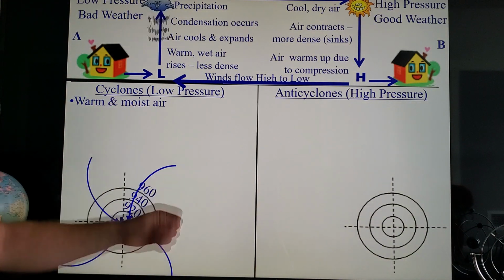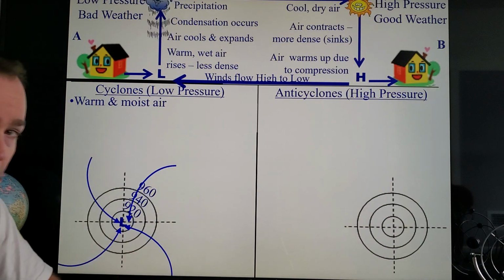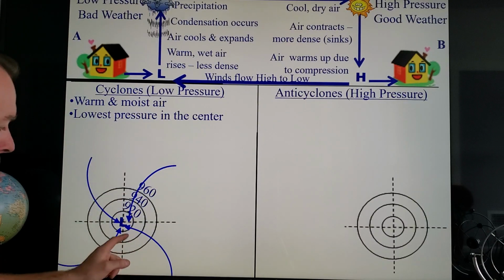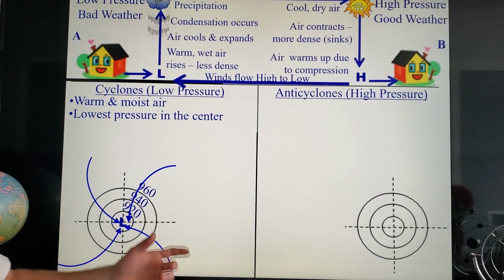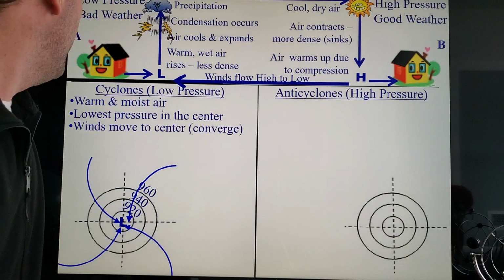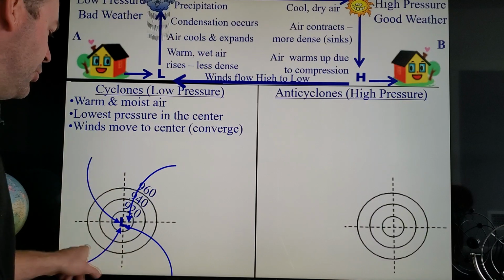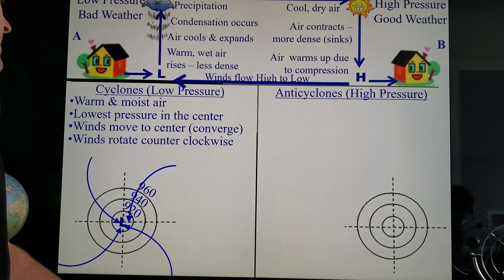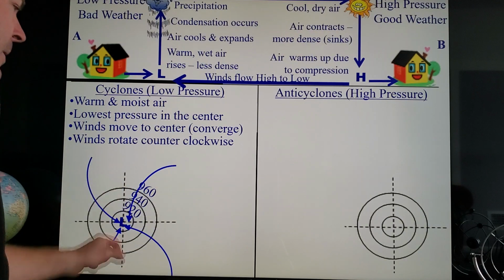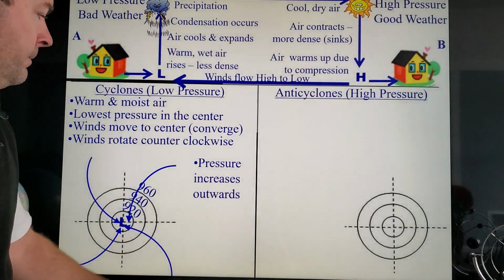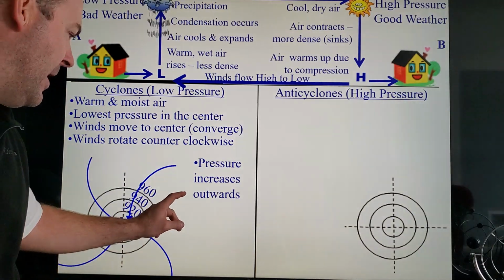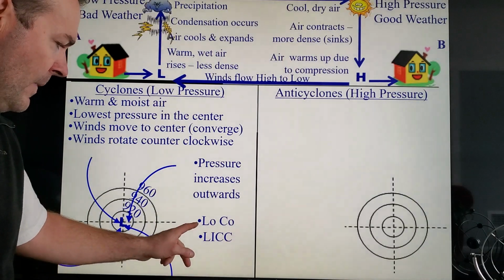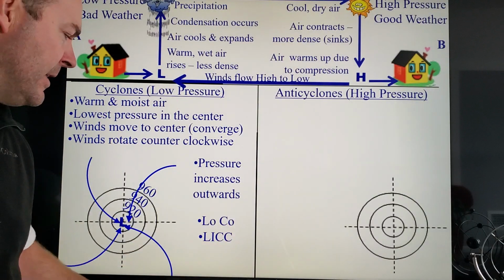Other conditions, your bullet points, going to be warmer, more moist air. Obviously, the lowest pressure will be in the center. That'll be the worst part of the storm. Okay, like the center of a tornado, think about. The winds will converge. They come together. They converge to the center. Winds will also go counterclockwise, as we said. And as you go outward, obviously, the pressure will increase, right? You're leaving the storm.